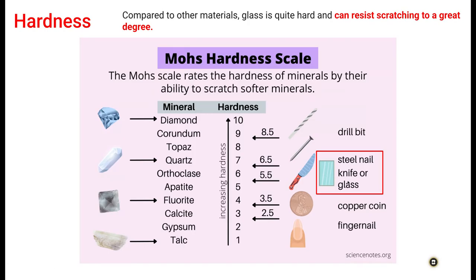You can see here in terms of hardness, glass is kind of up there on the Mohs hardness scale at about a level sort of 6.5 to 7. So that kind of puts it closer to things like steel, nails, and knives.